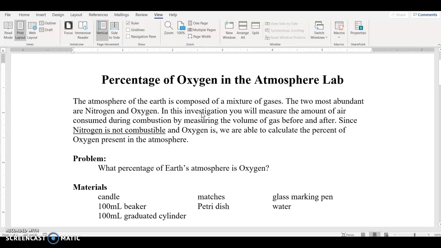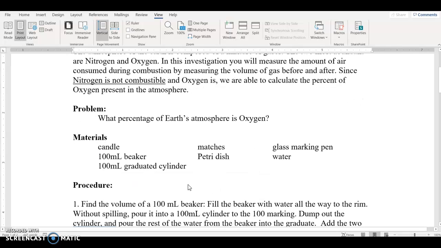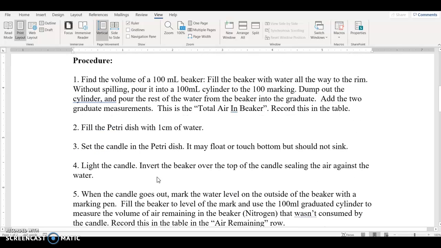It says the atmosphere of the Earth is composed of a mixture of gases. The two most abundant are nitrogen and oxygen. In this investigation, we're going to measure the amount of air consumed during the combustion by measuring the volume of gas before and after. Since nitrogen is not combustible or consumable, and oxygen is, we're able to calculate the percentage of oxygen present in the atmosphere. So we're trying to answer the question, what's the percentage of oxygen in Earth's atmosphere? These are the materials we'll be using. And here's our procedure, and this is what I wanted to go over.